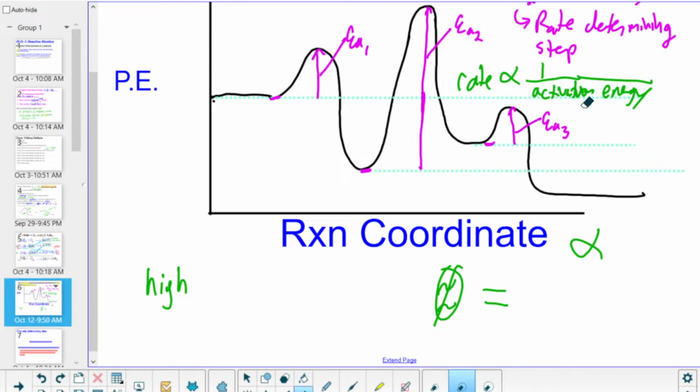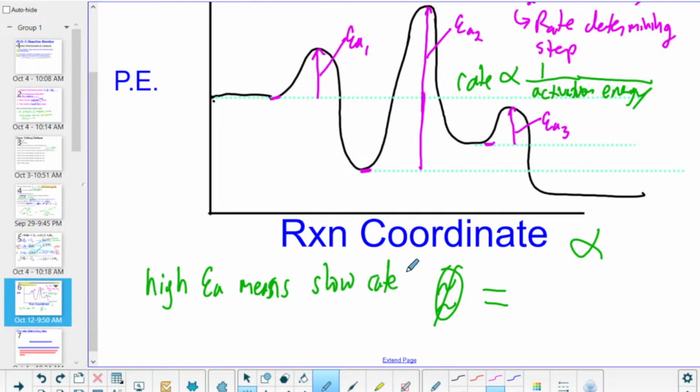So if you don't like the little formula there, you can say high activation energy means slow rate. Low activation energy means fast rate. And if you recall, this is actually one of our PLOs in section A. We drew rate and we had activation energy in there.